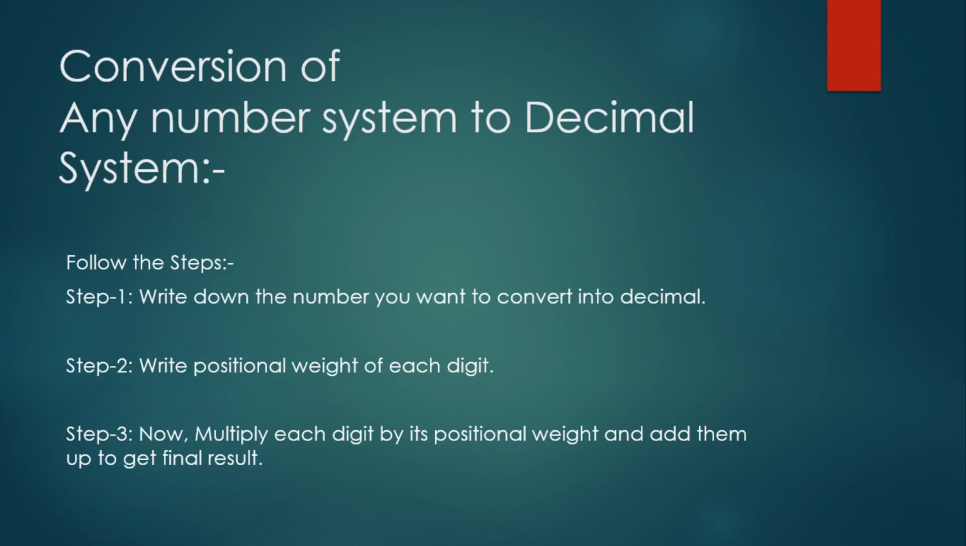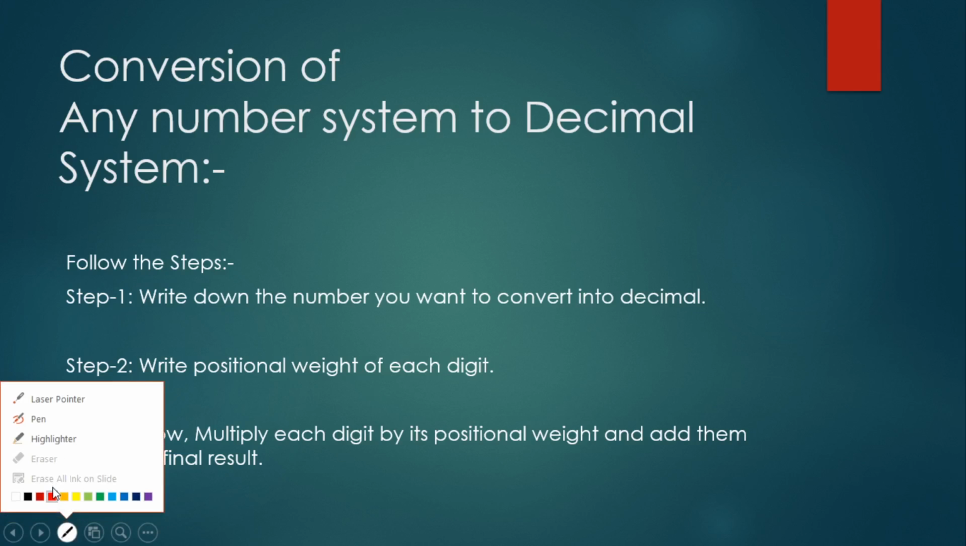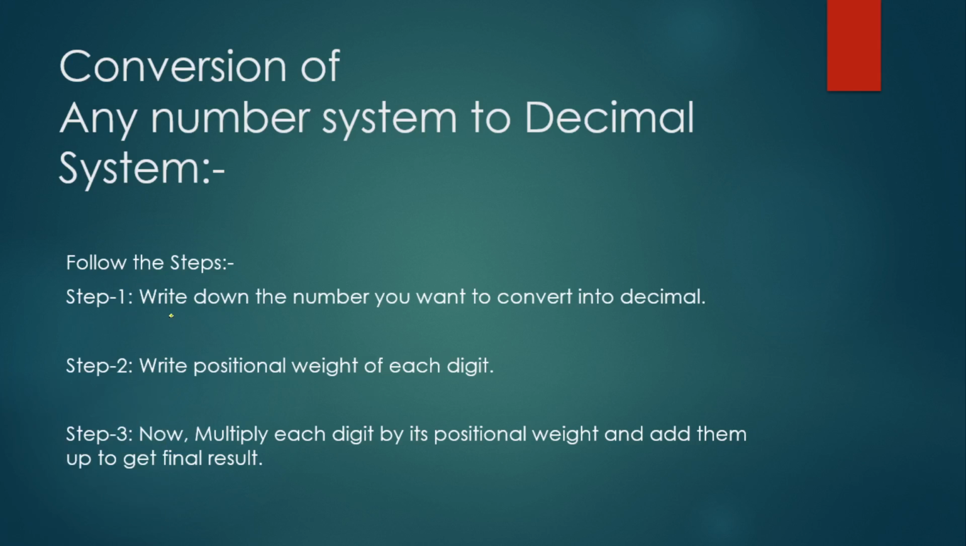Now, if you want to convert a binary number system to the decimal number system, octal number system to the decimal number system, or hexadecimal number to the decimal number system, to convert any number system to the decimal, you have to follow some steps. So here I have written some steps. First step is, write down the number you want to convert into the decimal.